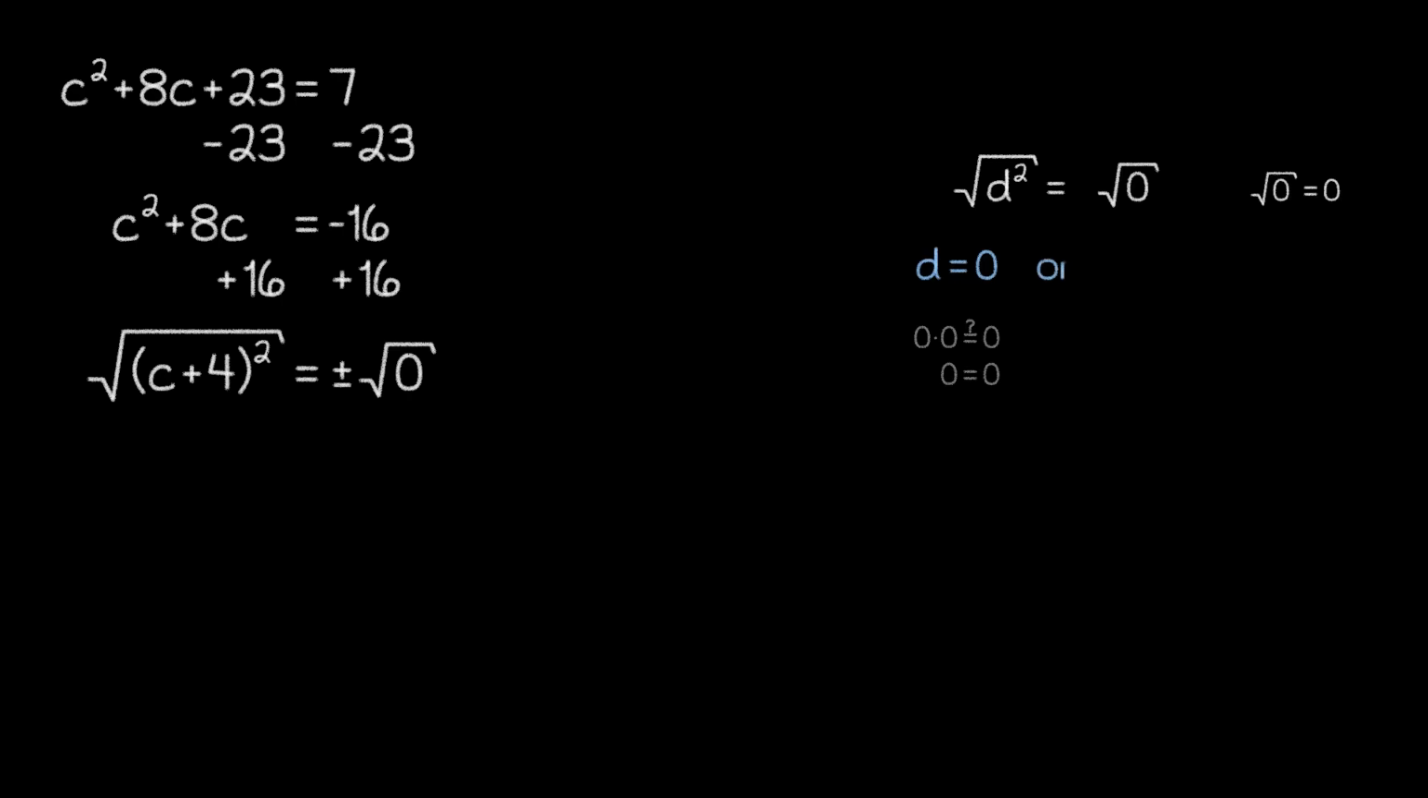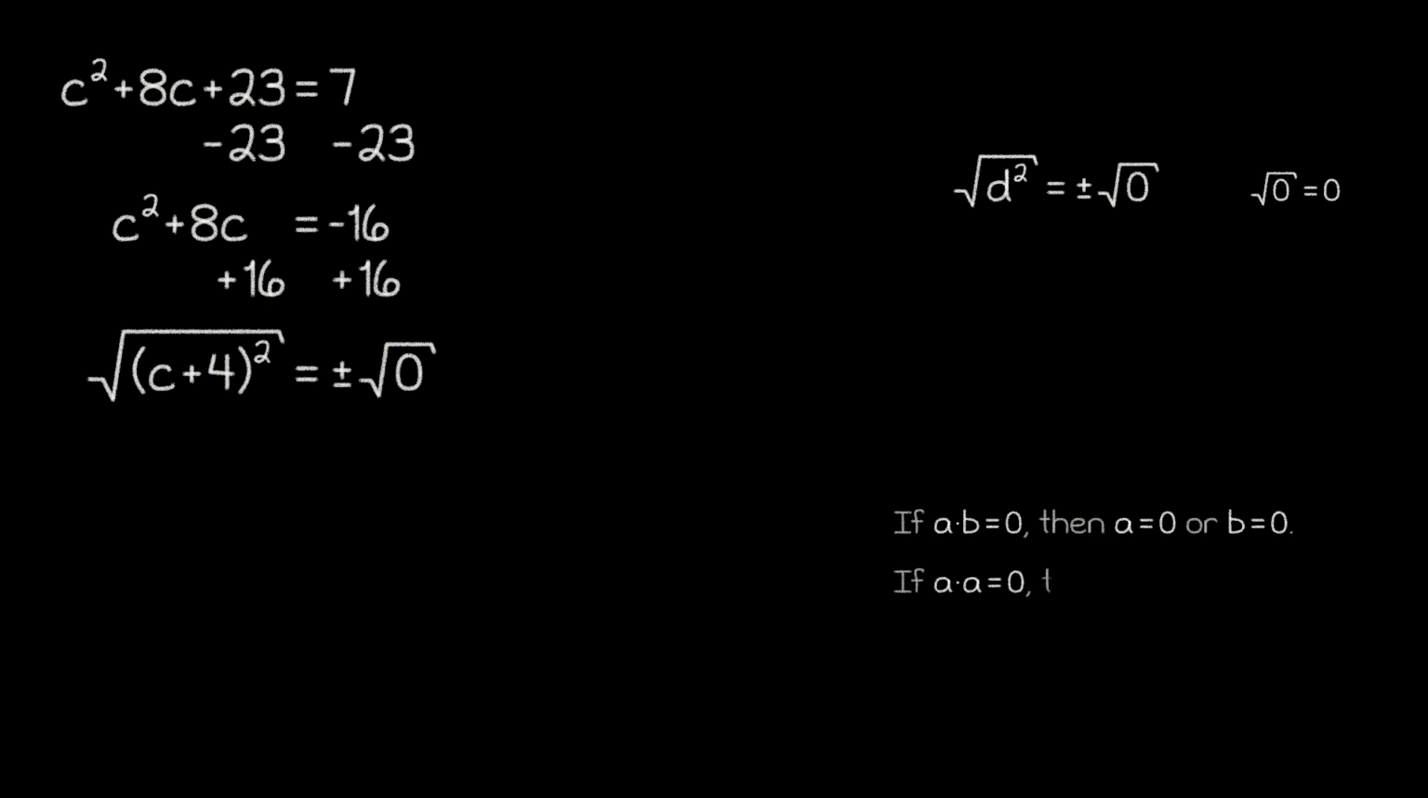But is there another solution? We'll try negative 0, but since 0 is neither positive nor negative, it turns out that the negation of 0 is the same number as 0, so this isn't a separate solution. In the end, the only way for a product to be equal to 0 is if one of the numbers is 0. So a number times itself will never be 0 unless the number itself is 0. This means that this special equation only has one solution, and that solution is 0.